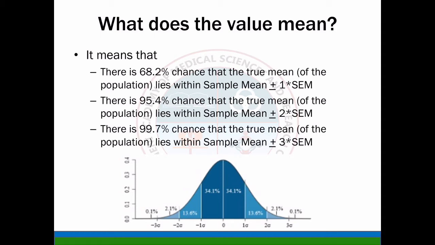As you go on adding, 0 to 10 is 34.1%. So from minus 10 to 10, it comes to 68.2%. Another 13.6% on both sides, in this bell curve, and we are covering 95.4%.